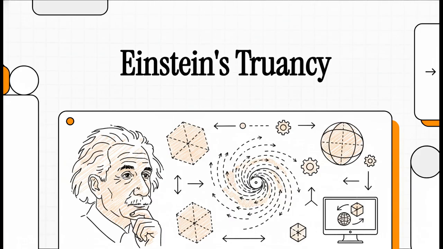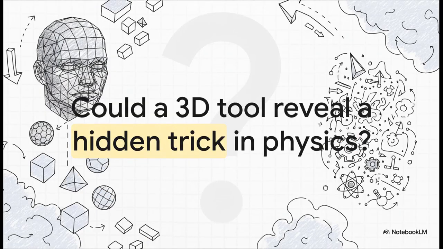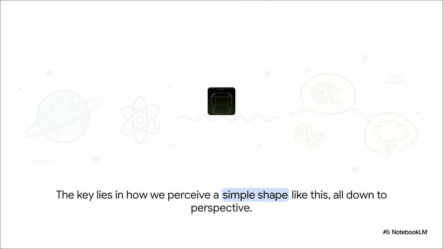Okay, let's jump in. So just think about this for a second. What if a regular 3D modeling tool, the kind of thing you'd use to build a world for a video game, could actually peel back the layers on one of the most famous theories in all of physics and reveal a hidden trick? Well, that's exactly the question this one blogger sets out to answer. And according to them, the whole key to understanding this supposed mistake boils down to how we perceive a simple shape, just like this one.